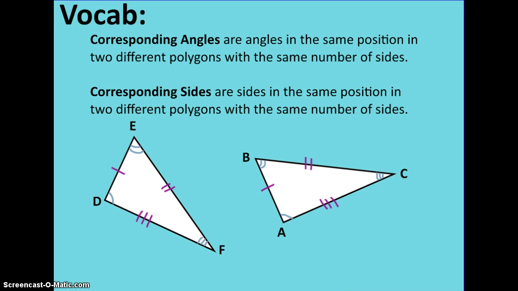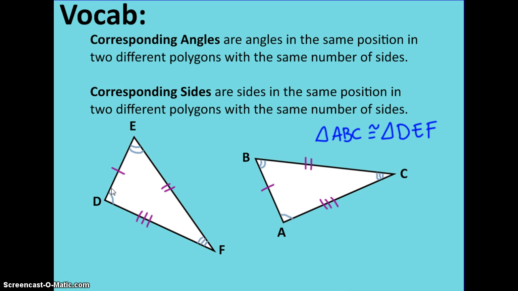Alright, some vocabulary words. Corresponding angles and corresponding sides. When I talk about two triangles being congruent, they have corresponding angles and sides. So for example, this triangle has the angle D and angle A are congruent. Angle E and angle B are congruent. I can tell because this is my second angle. And then the third angle F and G are congruent. So in this case, I would say that triangle ABC is congruent to triangle DEF.